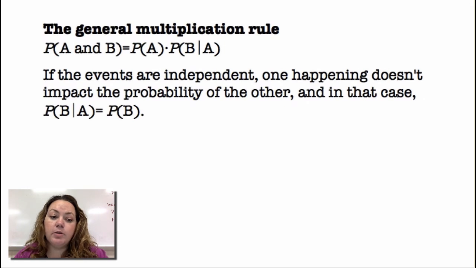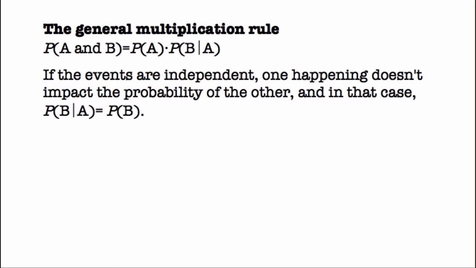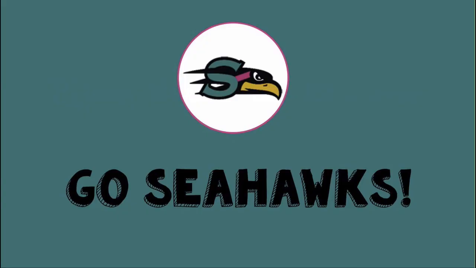The general multiplication rule is the probability of A and B is equal to the probability of A times the probability of B given A. If the events are independent, then the probability of B given A is just going to be the probability of B. All right, go Seahawks.